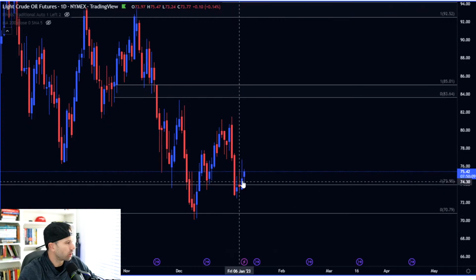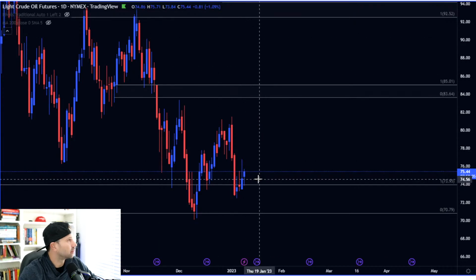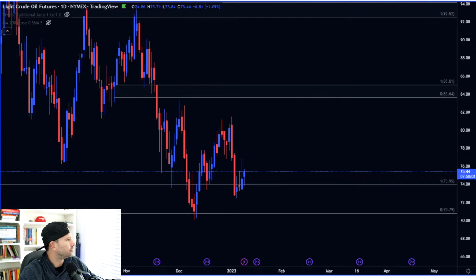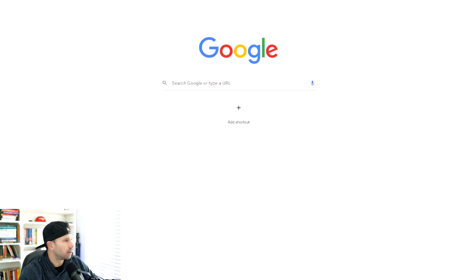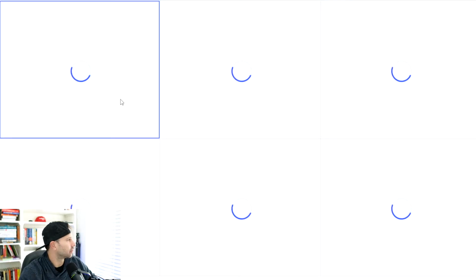A weak dollar is a tailwind for crude oil and stocks. Okay, so if the dollar continues to weaken, then stocks will continue to go up, right? Let's go real quick to the ES and see what's going on there.